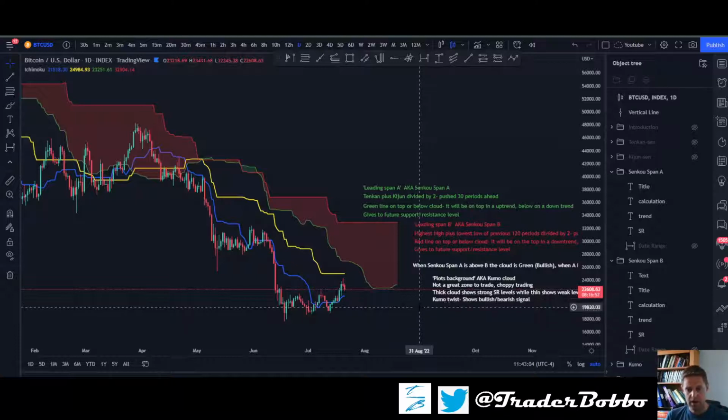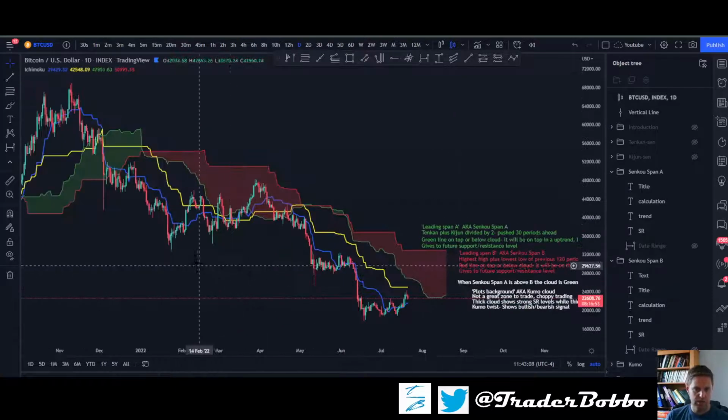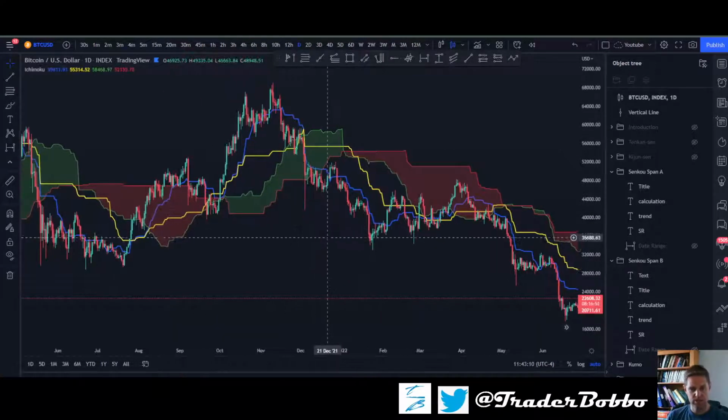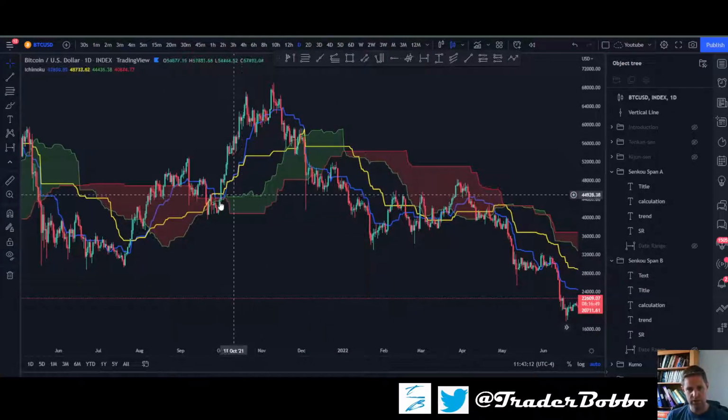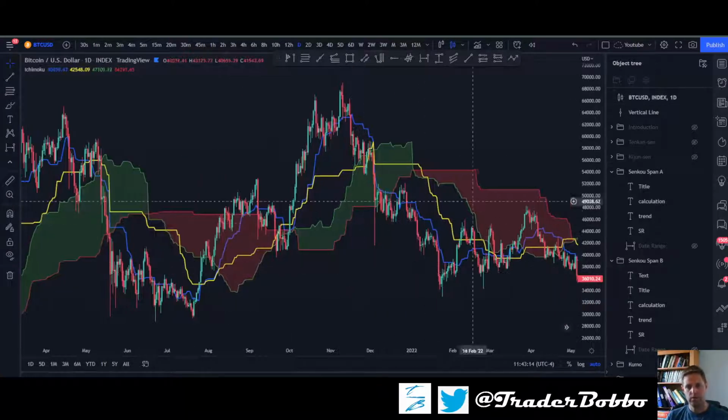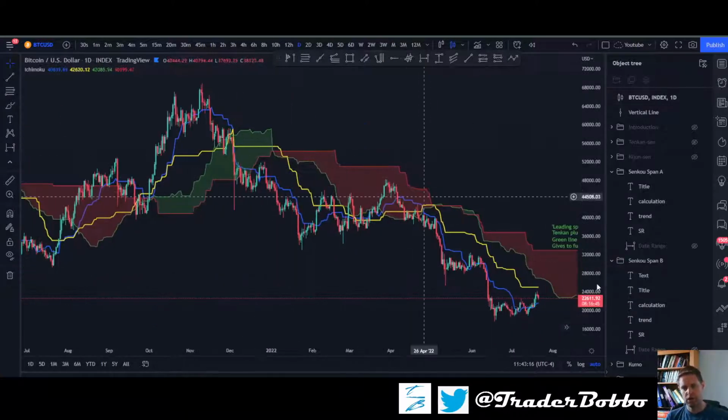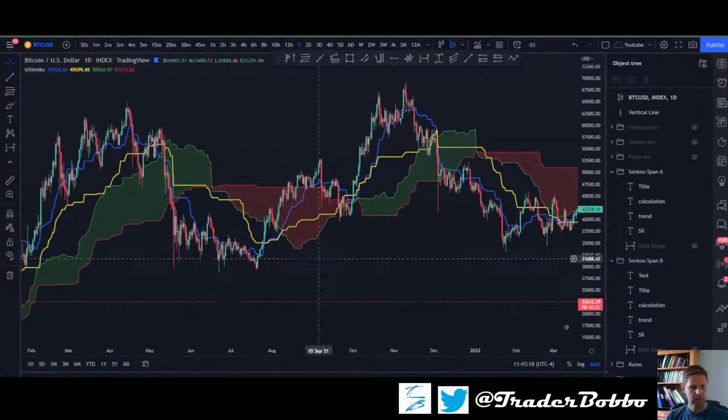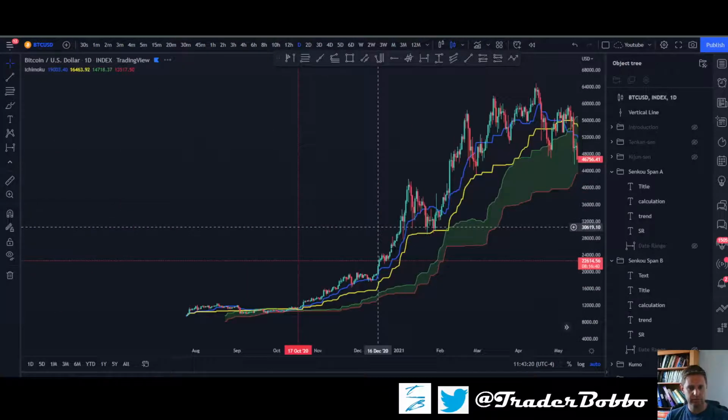Then another thing to look at is the Kumo twist, and that's when it turns from bullish to bearish. So when it's green, we're bullish, price moving up. When we're bearish, we've been bearish for a long time now, price moving down. So it's as simple as that.